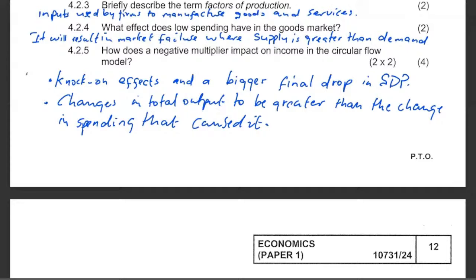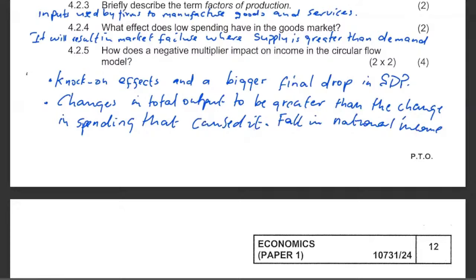So now this causes what? A fall in national income. Okay, so now you're saying that knock-on effects and a bigger final drop in GDP also change total output to be greater than the change in spending that caused it. And that actually results in a fall in national income.